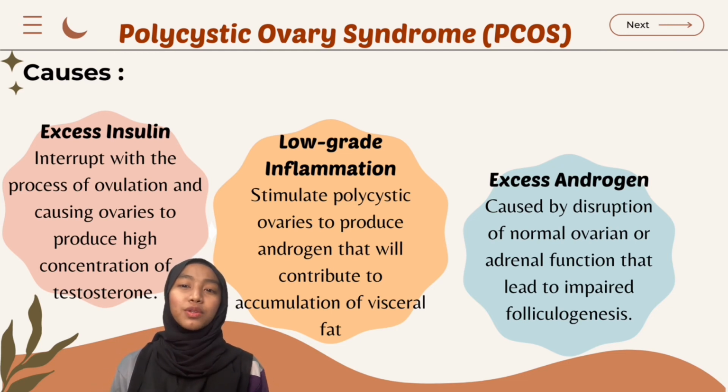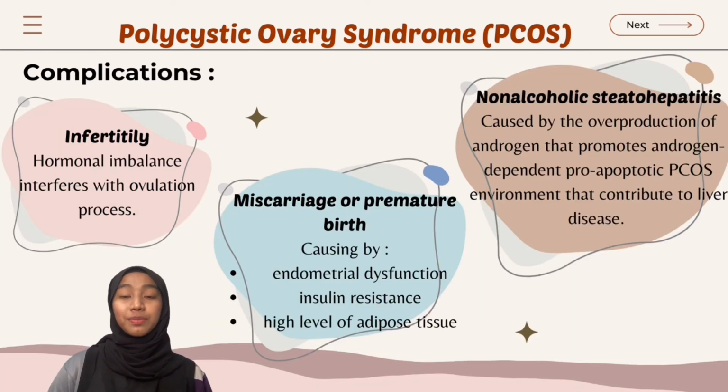Next, this syndrome also can be caused by chronic low-grade inflammation. The inflammation can stimulate the polycystic ovaries to produce androgen, then that will contribute to the accumulation of visceral fat. The accumulation of visceral fat would lead to ovarian dysfunction and hyperandrogenism, which can lead to heart and blood vessel problems. And lastly, the excess androgen production, which is caused by the disruption of normal ovarian or adrenal function that drives impaired follicular genesis.